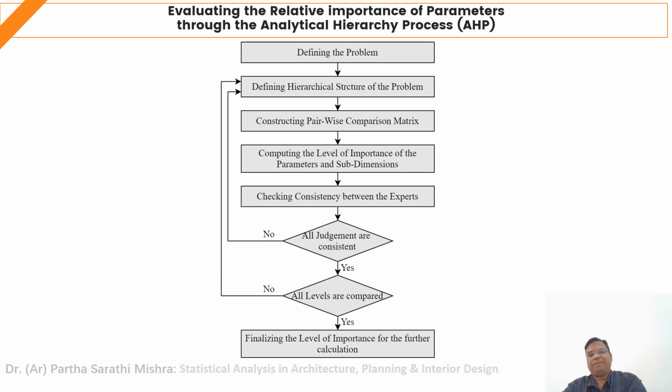So evaluating the relative importance of parameters through the analytical process, that is the AHP process. First of all, we have to define the problem. Define the hierarchical structure of the problem. Like suppose we have to find out y. Y is nothing but a combination of x1, x2 and x3. Again, x1 is a combination of x11 plus x12 plus x13. Again, we can say another level, like x11 is a combination of x111 plus x112. Like that, we have different calculations, and we can say it is a hierarchy.